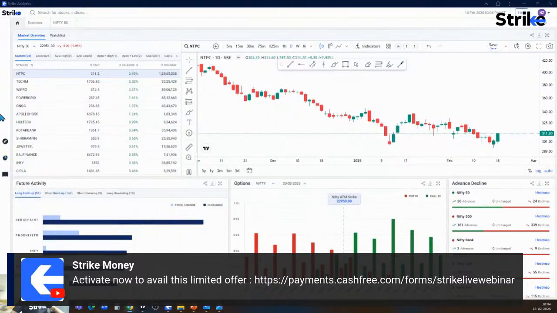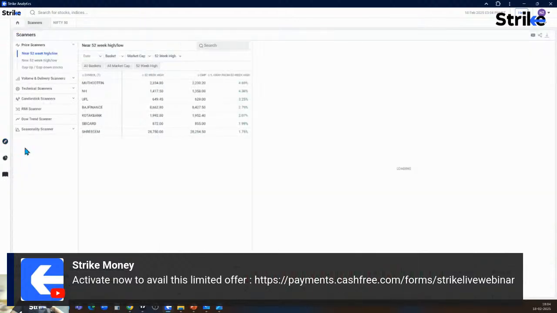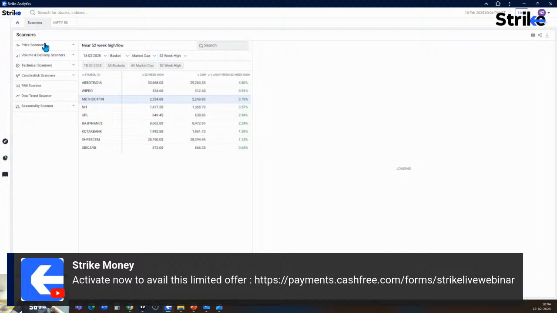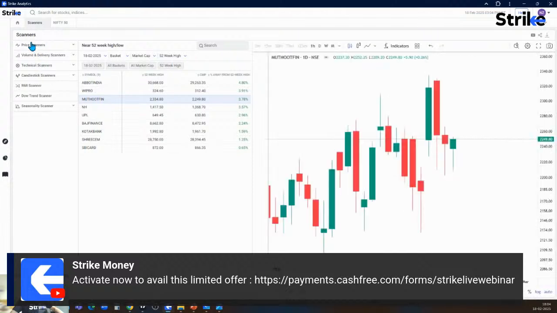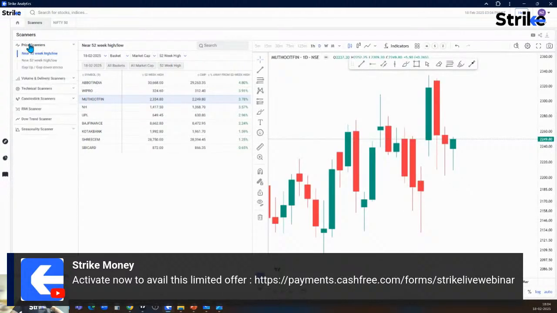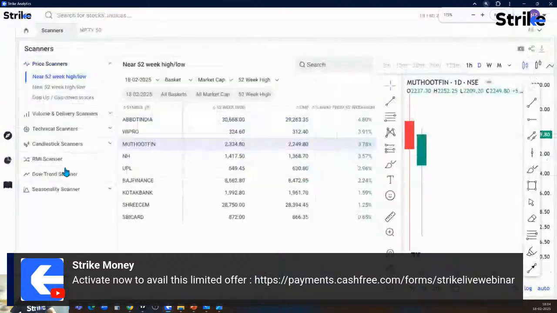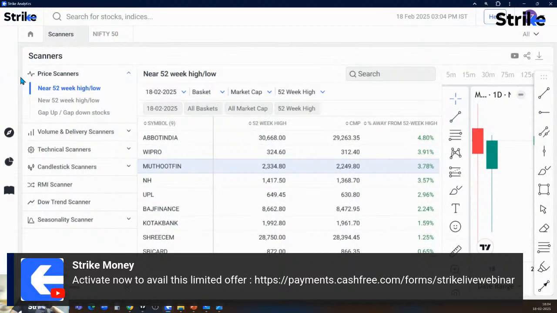On this Strike platform, the first button on your left hand side is the Discover button. In that Discover button, the first option given is Scanners. Once you click on this scanner, as I said, different types of scanners will open up. The first one here is a price scanner. In a price scanner, you can scan for gap up, gap down stocks, stocks near 52-week high or low, all those things. I'll just zoom in so that you can see it clearly.